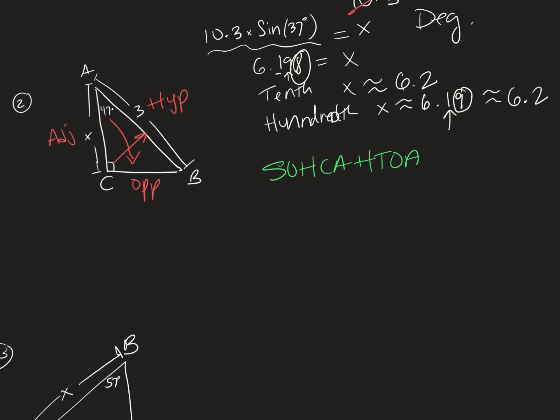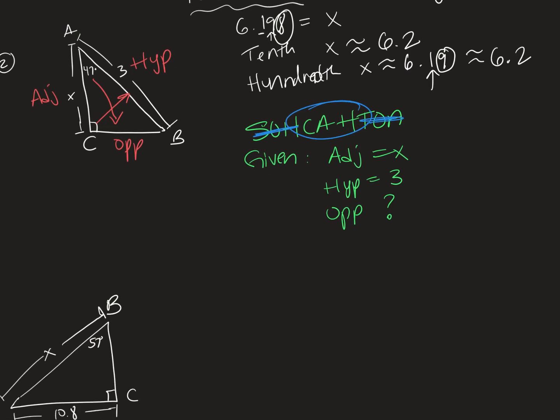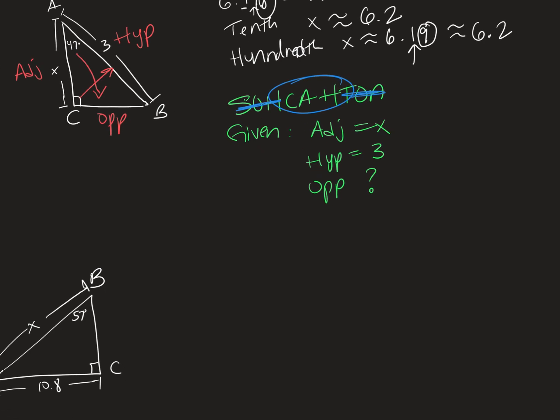We're going to write what's given. We were given that adjacent is x. We were given that hypotenuse is 3. Opposite is missing. So we're going to cross off opposite because that's missing. So automatically we have to use cosine. So we're going to set up our trig ratio. The cosine of 47 degrees is equal to adjacent divided by hypotenuse.